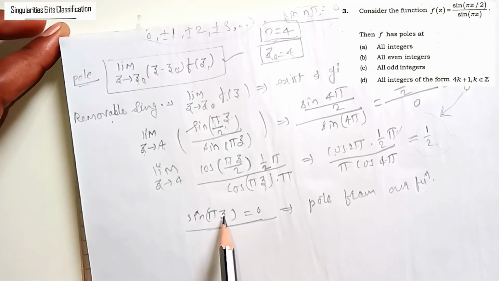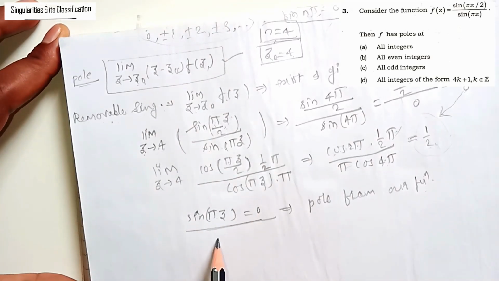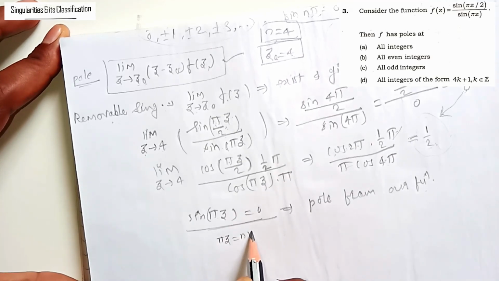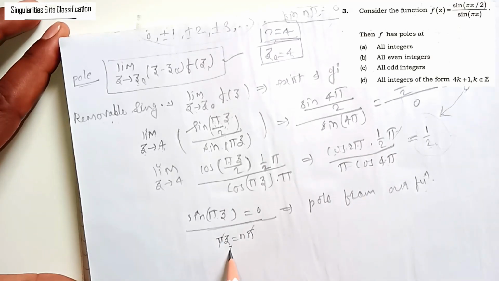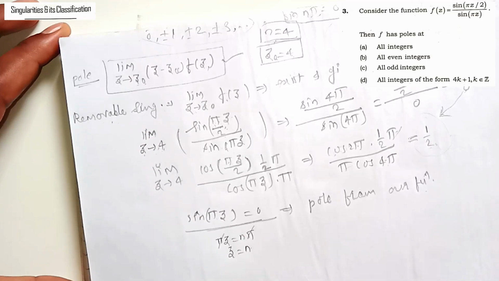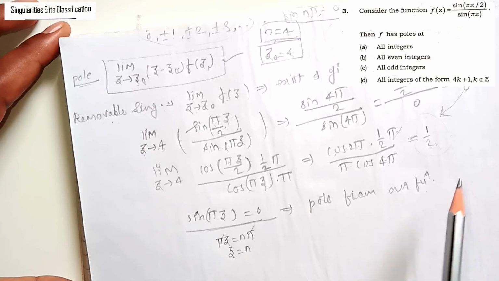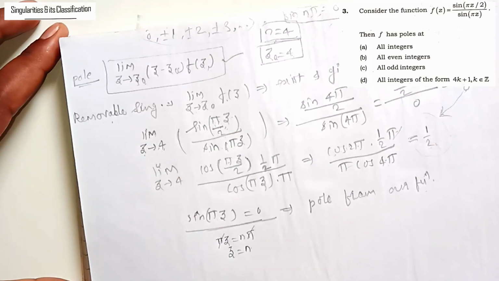So sine pi z is equal to 0, that means sine theta is equal to 0, then we write theta is equal to n pi. That means pi z is equal to n pi, so pi gets cancelled, and it gives z equal to n. For all integer values of n, we get the pole here. Now let's check for which values and what order of pole exists here. For finding the pole, we use the limit z tends to z naught of z minus z naught times f of z. Now for z naught we have n.